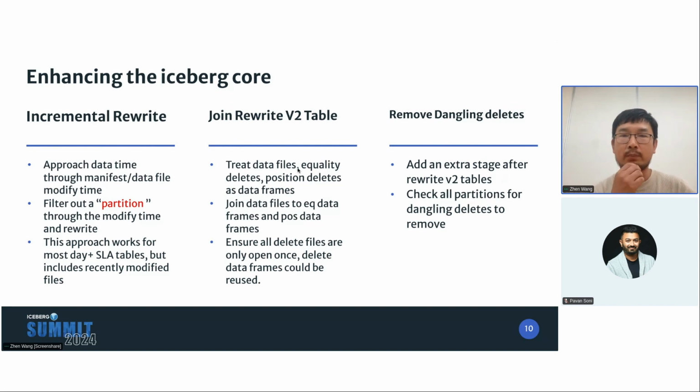For the V2 tables, to solve the data files competing for the equality deletes, we derived a joining scheme for rewriting the V2 tables. We treat the data files, equality deletes, and position deletes as data frames. When deriving what records to be removed, we join these data frames together and let the underlying engine like Spark decide the optimized execution path. So we ensure all delete files are opened only once. We make use of all the underlying computing resources to rewrite these kinds of V2 tables efficiently.